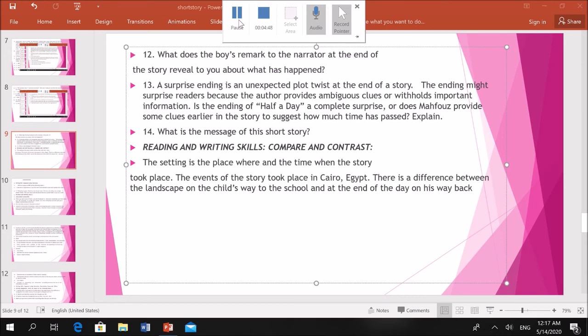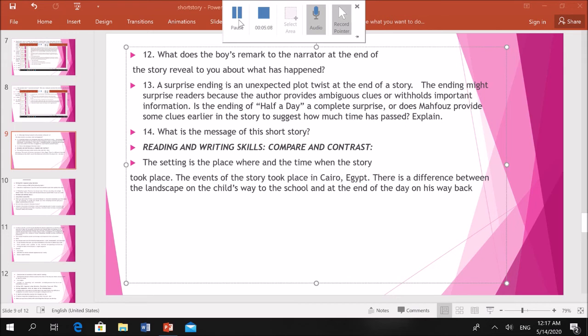There is a difference between the landscape on the child's way to school and at the end of the day on his way back. طبعا ال compare and contrast is used by the writer when he was trying to compare and contrast the landscape on the child's way. طبعا ال compare and contrast هنا كانت موجودة جدا وكانت واضحة جدا.